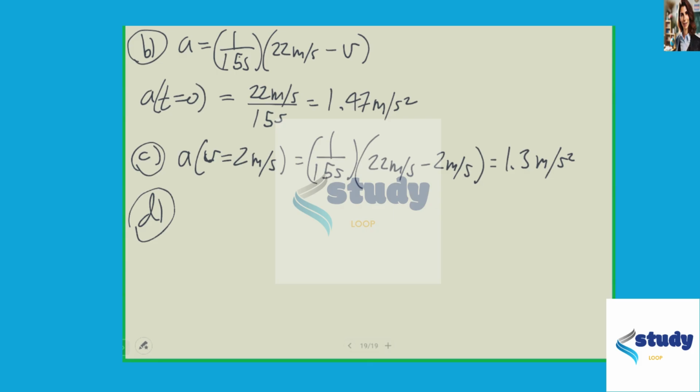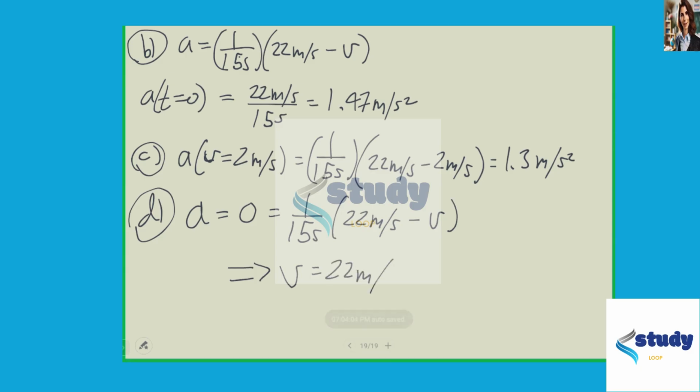And then D asks, what's the terminal velocity? Well, the terminal velocity is just when the acceleration is 0, right? So if the acceleration is 0, this means that 1 over 15 seconds is 22 meters per second minus v. And that immediately implies that the terminal velocity is just 22 meters per second. And that is the full solution to the problem.